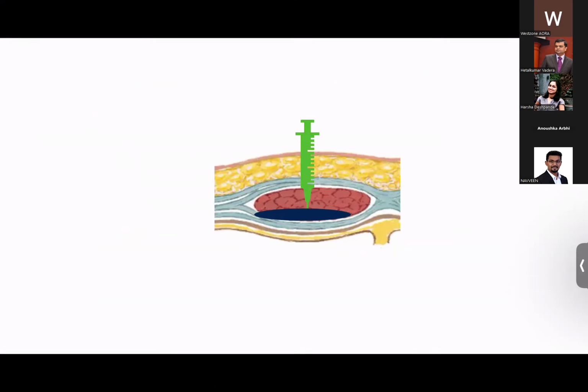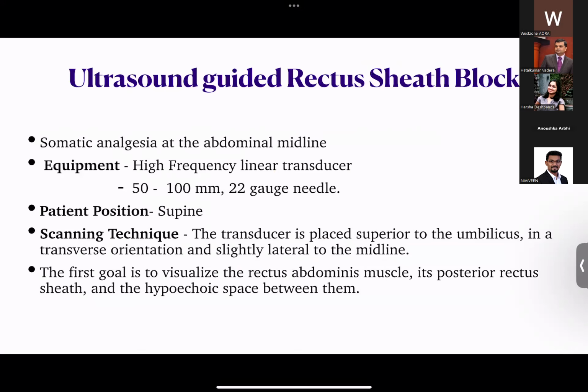Here, 15 ml of LA would be deposited, and if we are giving bilateral blocks, then 15 each. The ultrasound guided rectus sheath block provides the somatic analgesia at the abdominal midline. We use the high frequency linear transducer. The patient is positioned supine, and the transducer is placed just superior to the umbilicus in a transverse orientation.